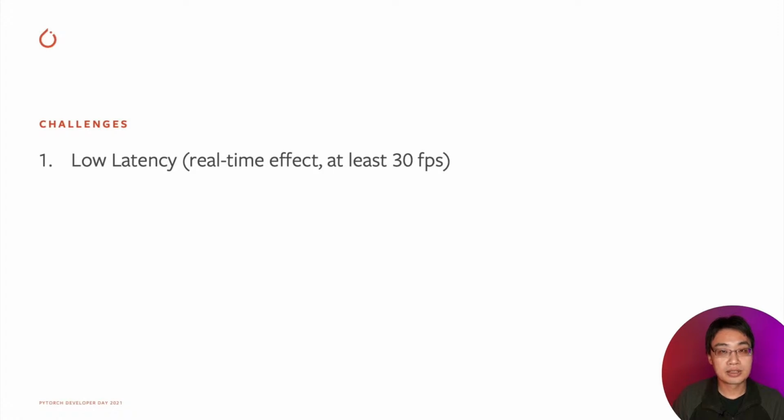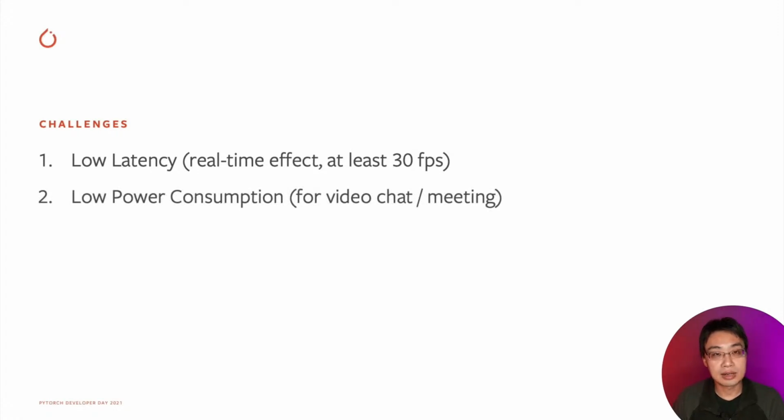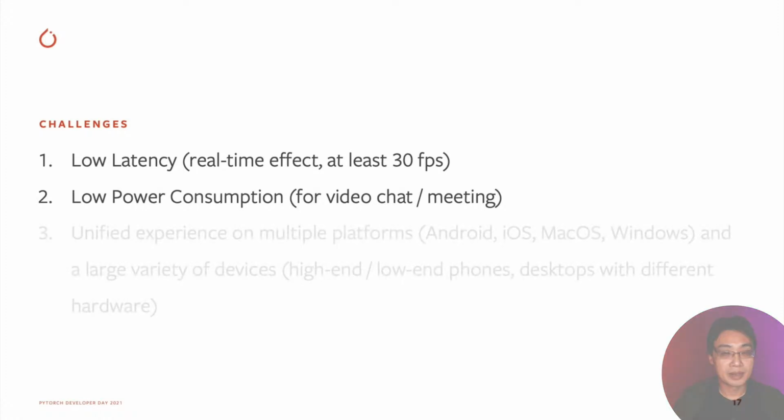When we use person segmentation in a video chat or meeting, it must be real-time. That means the model must run very fast, ideally less than 20 milliseconds on most mobile phones. The second challenge is power consumption. When we use person segmentation in a video chat or in a meeting, it usually runs for a long time, like 30 minutes or even longer. If we don't control power consumption, the phone can easily be overheated or run out of battery.